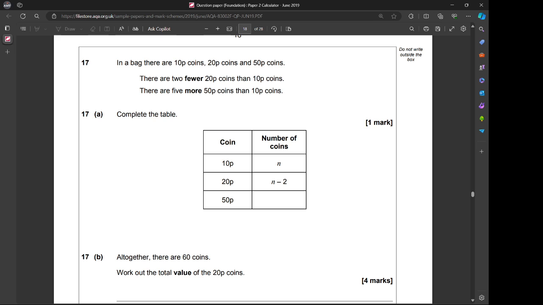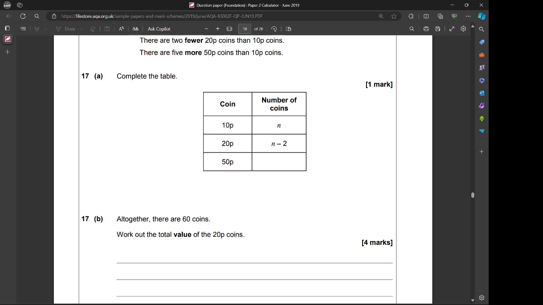Question 3. In a bag, there are 10p coins, 20p coins, and 50p coins. There are two fewer 20p coins than 10p coins. There are 5 more 50p coins than 10p coins. Complete the table. So it'd be n minus 2 and then n plus 5 there. So n plus 5 goes there for part A.